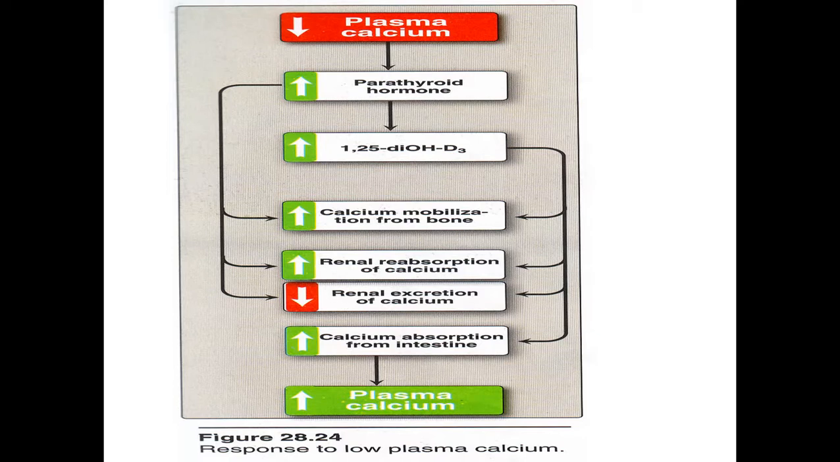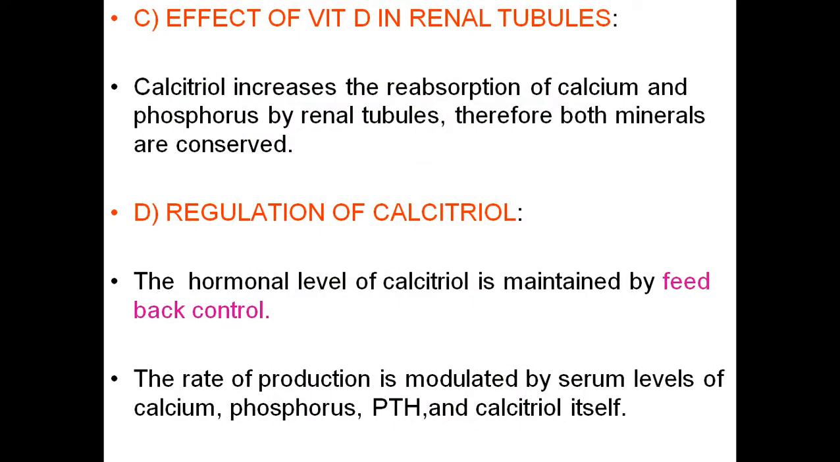And parathyroid hormone decreases the renal excretion of calcium. So as a result, the plasma calcium level is increased. So parathyroid hormone and calcitriol, nothing but vitamin D3, work in coordination in response to the plasma calcium. These two hormones are very useful in maintaining the calcium levels in the blood.